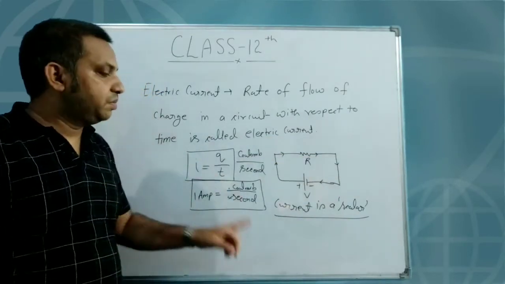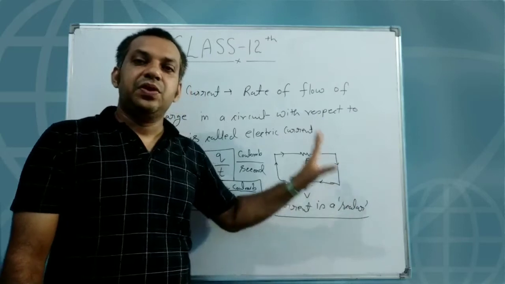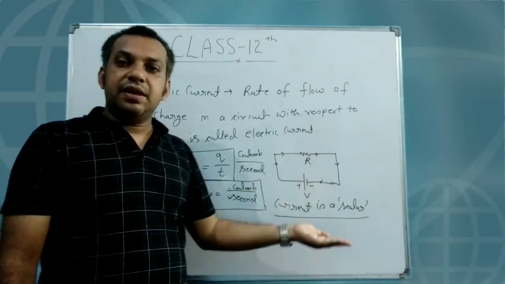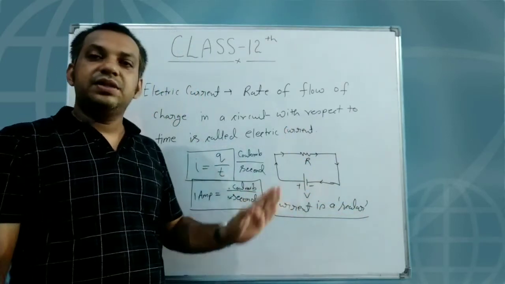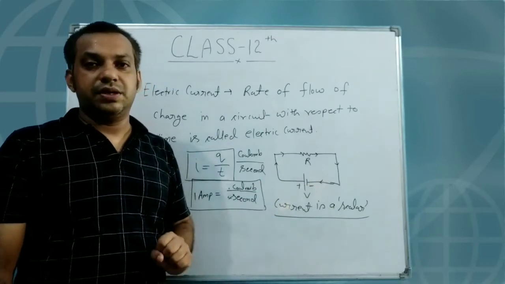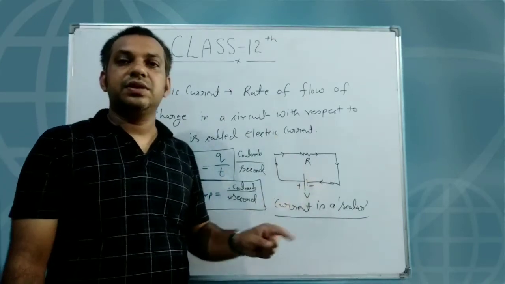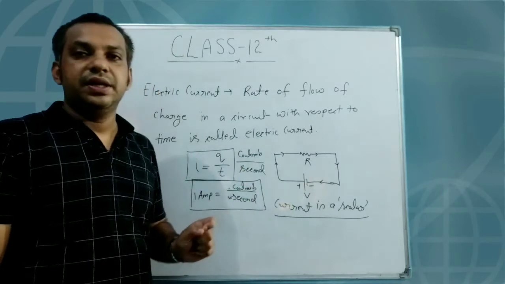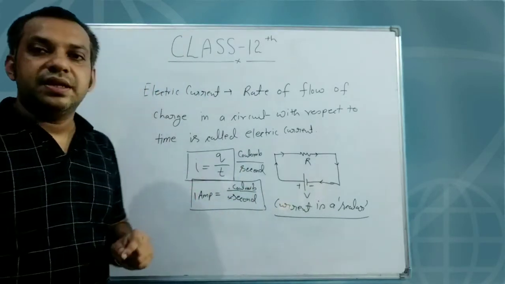So simply, current is a scalar quantity because to explain the current, only the magnitude is required, direction is not required. The arrow sign is only for indication. So this is your electric current. The next is current density.